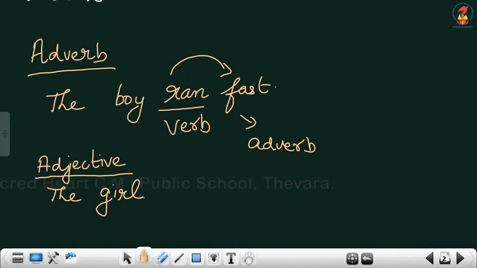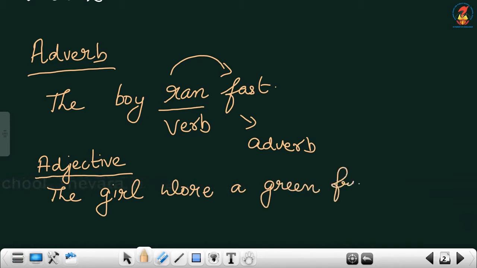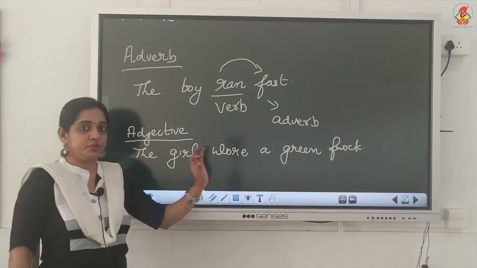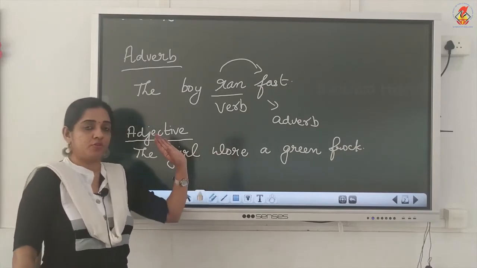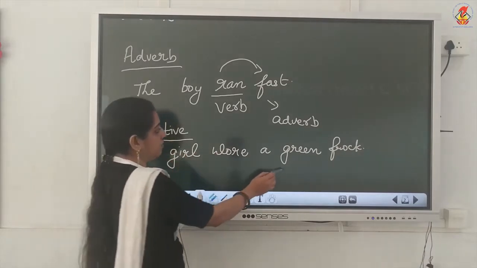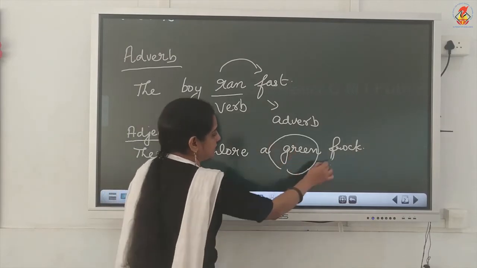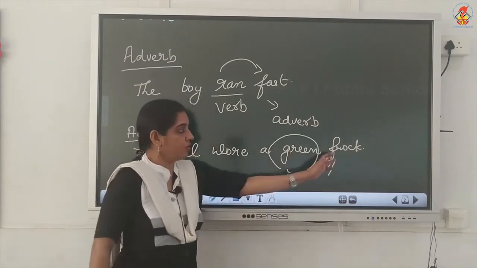The girl wore a green frock. So tell me, what is the adjective here? It is describing, giving a quality. It's giving a quality to the noun frock. So which will be the adjective? Green will be the adjective because it is describing the noun frock.